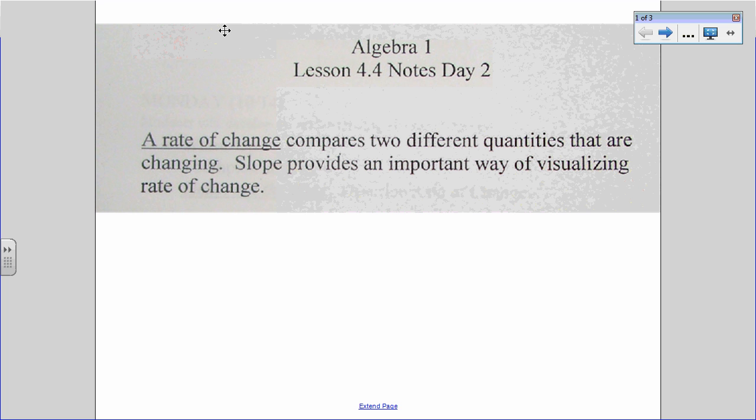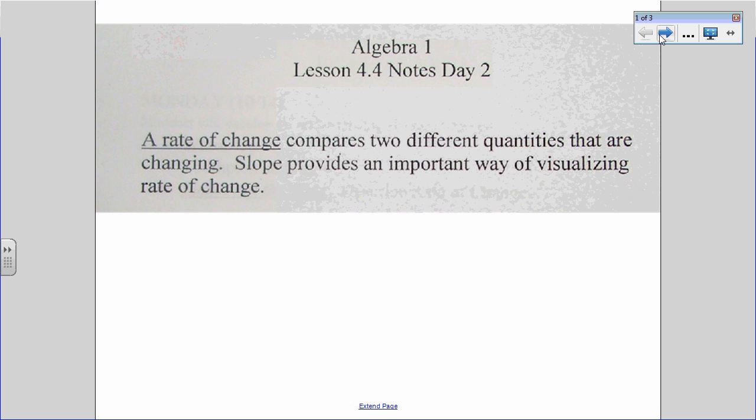What happens is that slope provides us a very important visual way of looking at rate of change, all right? But sometimes we're not going to have a graph for that. We're just going to be given data. We're going to be given information, and we want to figure out what that rate of change is, okay?